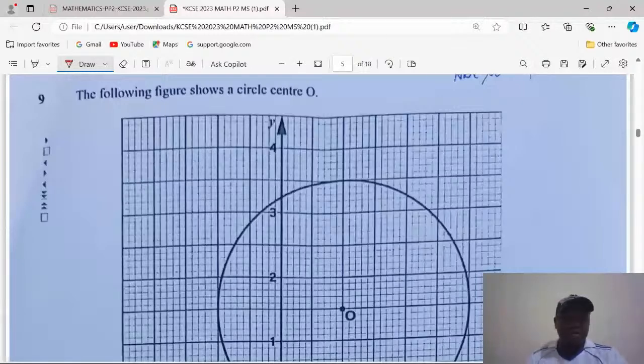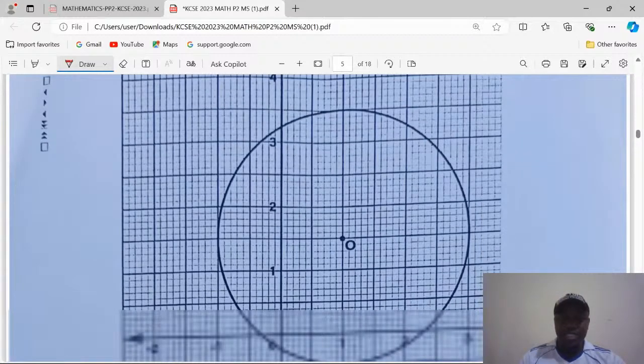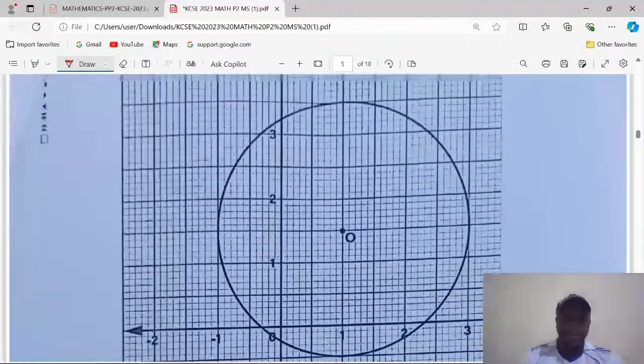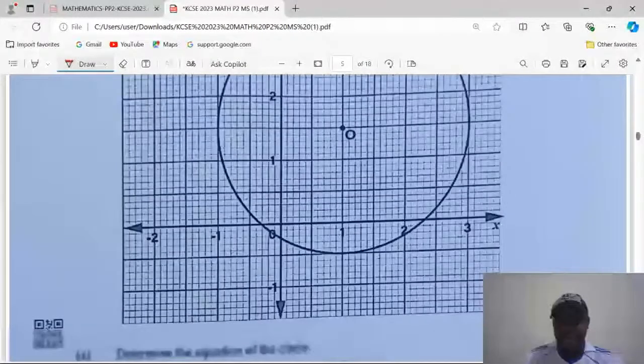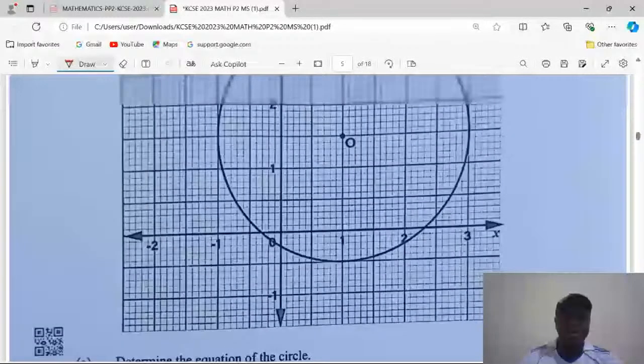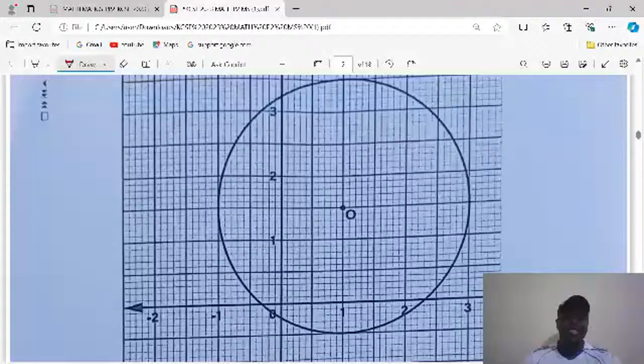We continue. Number 9, the following figure shows a circle center O. Now this is a circle center O. We can see the axis where the circle is lying. Then we are told to determine the equation of the circle. We can't determine the equation unless we know the center and also the radius of the circle.